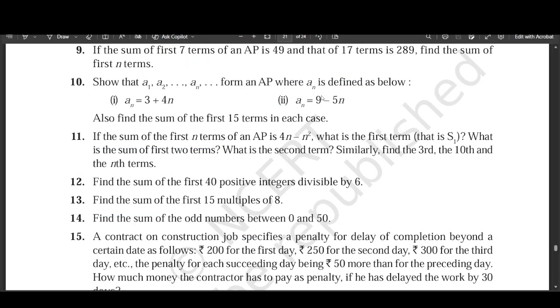Now move to the 18th question. A spiral is made by successive semicircles with centers alternately at A and B, starting with center A, of radii 0.5 centimeter, then 1 centimeter, 1.5 centimeters, 2 centimeters, as shown in the figure. What is the total length of such a spiral made of 13 consecutive semicircles? Take pi is equal to 22 by 7.